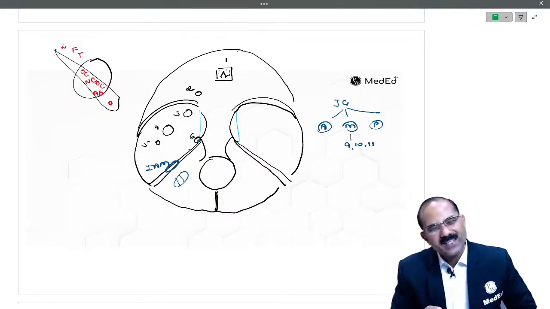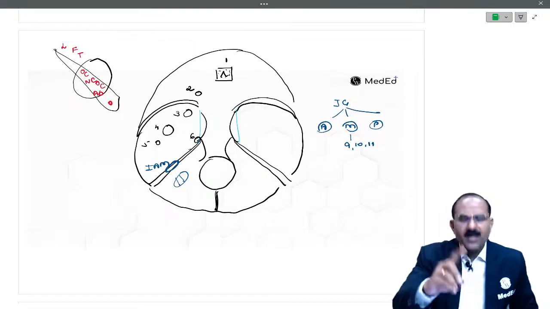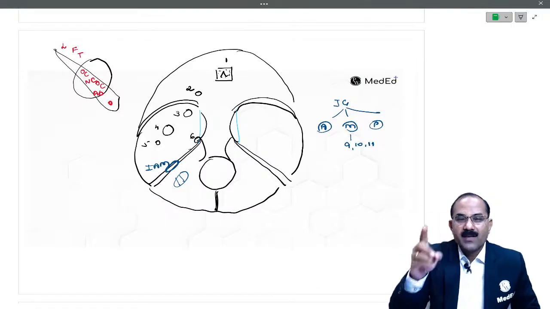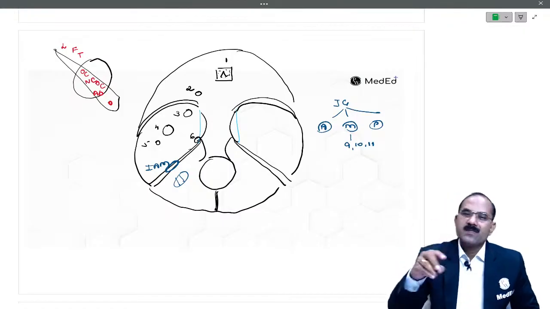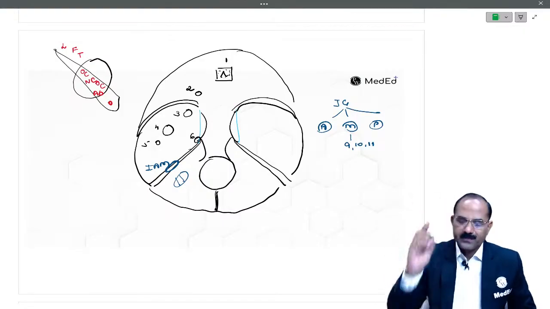Sigmoid sinus, right? So anterior, middle, and posterior. Anterior is inferior petrosal sinus. Middle compartment is 9, 10, 11 cranial nerves, and posterior compartment is the sigmoid sinus, which gets out and continues as the internal jugular vein.